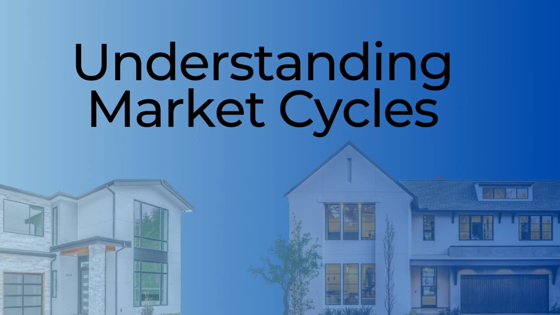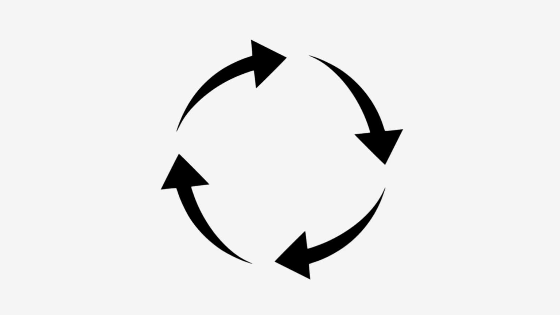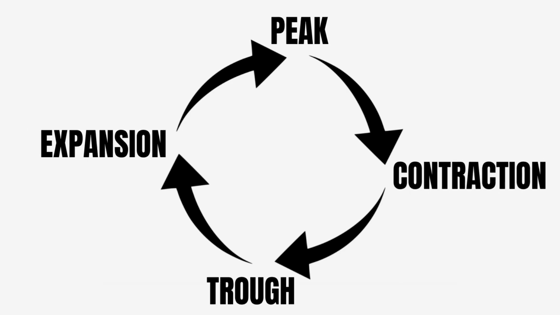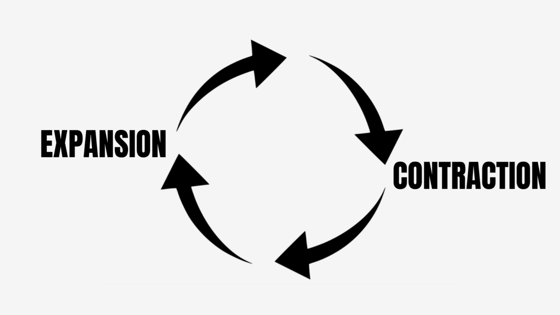First, understanding the different market cycles. The real estate market cycle is categorized by 4 phases: expansion, peak, contraction, and trough. You're never really going to know when you see a peak or a trough, so really what you need to look for is the expansion market and the contraction market.